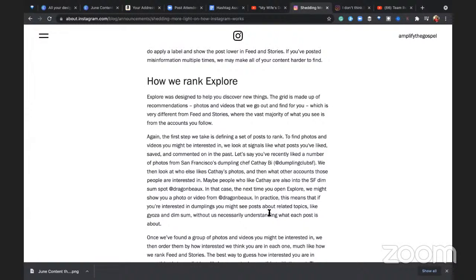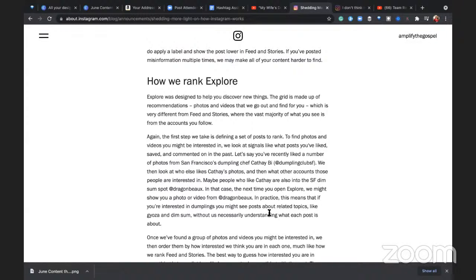Explore was designed to help you discover new things. The grid is made up of recommendations, photos and videos that we go out and find for you, which is very different from feed and stories, where the vast majority of what you see is from the accounts you follow.